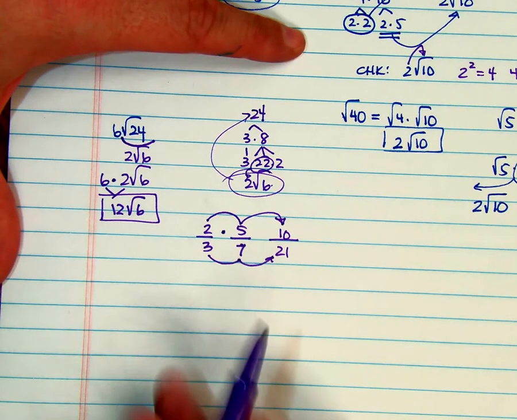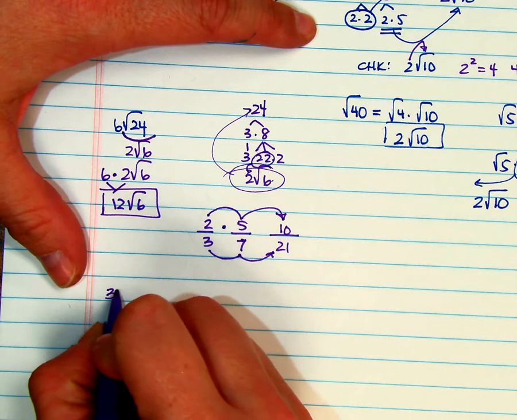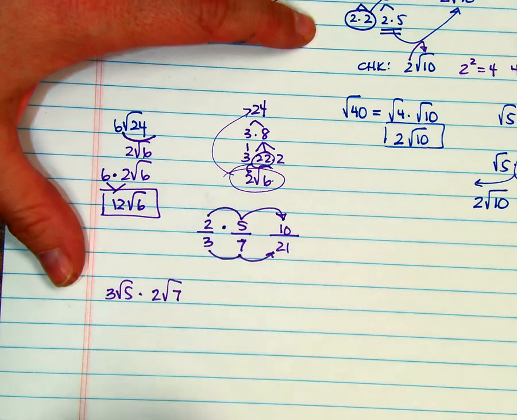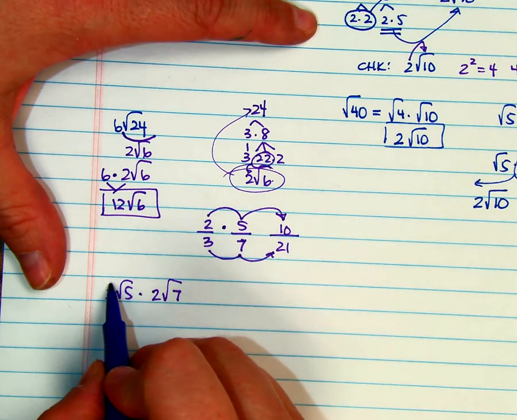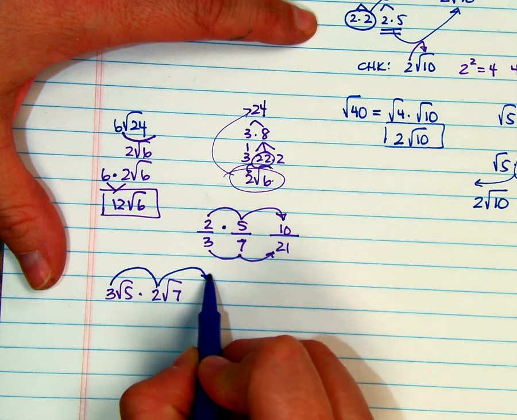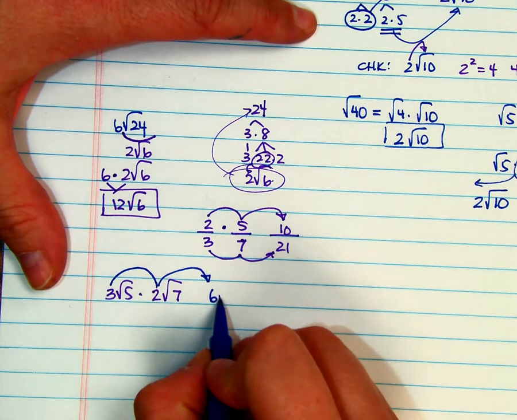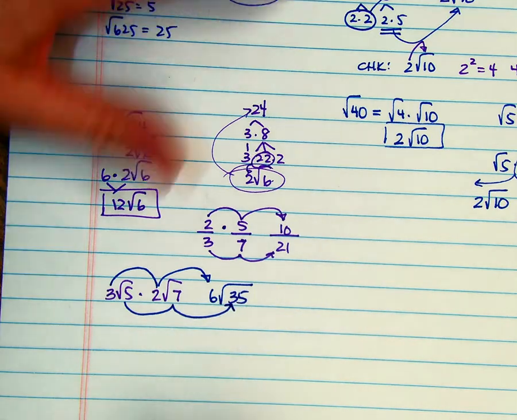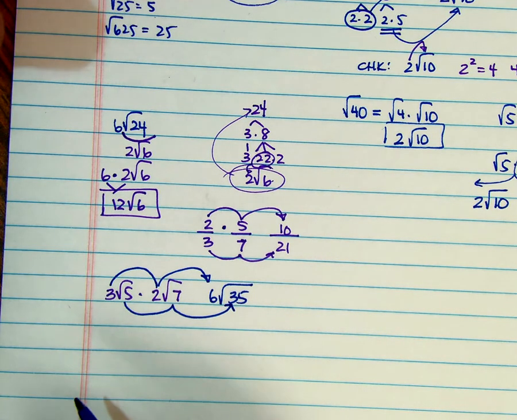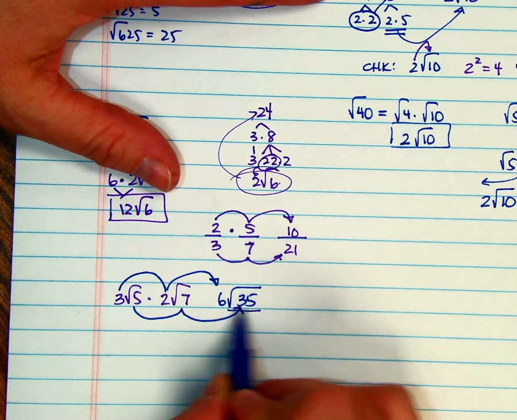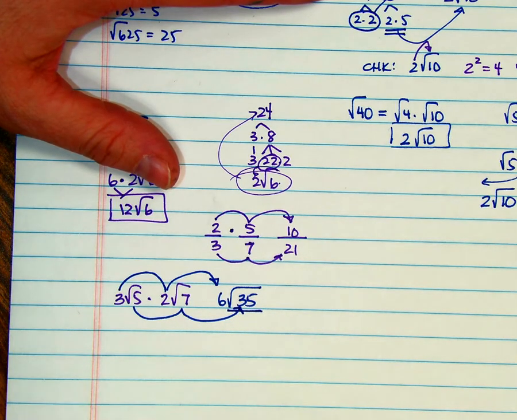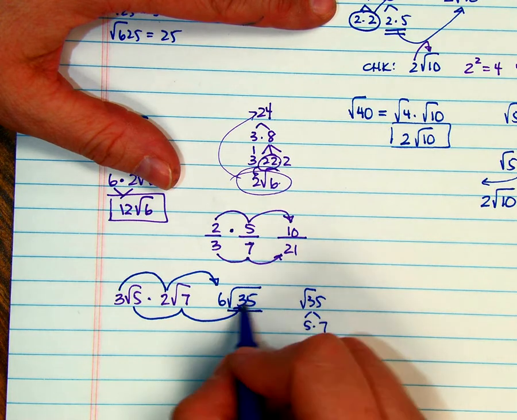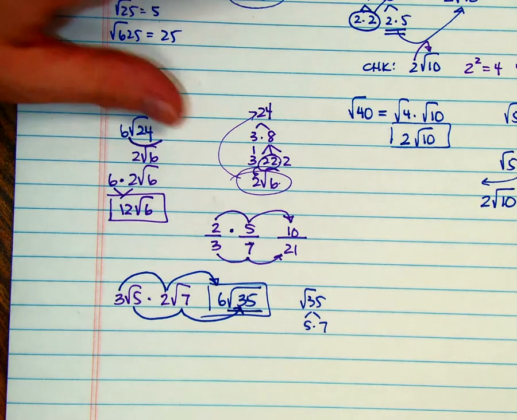We will get to more multiplying, but if you have 3 radical 5 times 2 radical, let's say 7, the number outside times the number outside gives you a new number outside. The number under times the number under gives you a new number under. But whether you are adding, subtracting or multiplying, you always have to check to make sure there aren't any perfect squares hidden in the numbers that you just multiplied together. So the square root of 35 gives me 5 times 7, no pairs, so this would be my simplified answer.